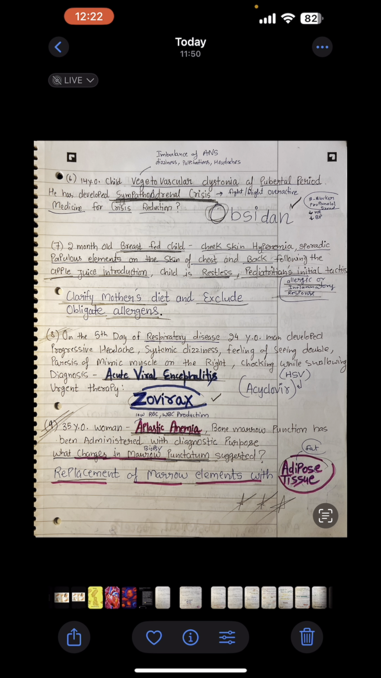Next, our patient number 8 was diagnosed with acute viral encephalitis. This is a viral infection, so we are going to prescribe an antiviral in this case. The best antiviral here is Zovirax. Remember that Zovirax is an antiviral drug which is going to treat the viral encephalitis.